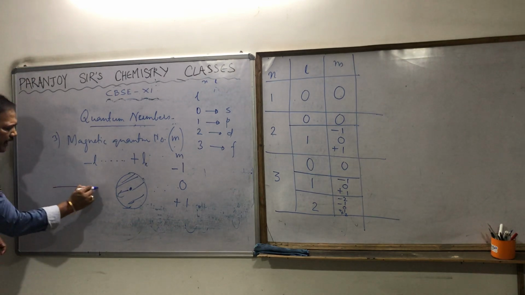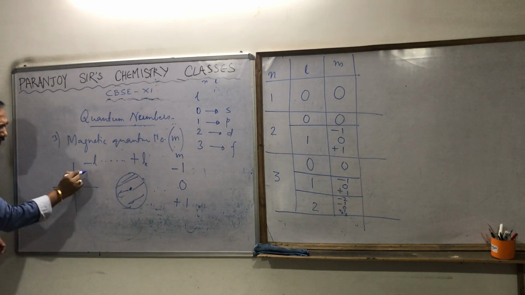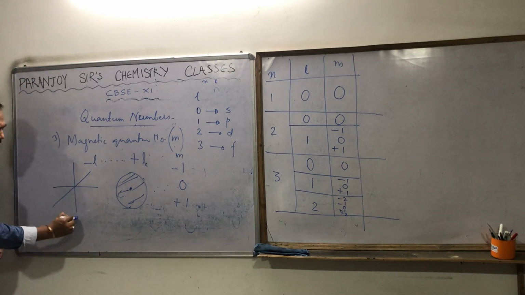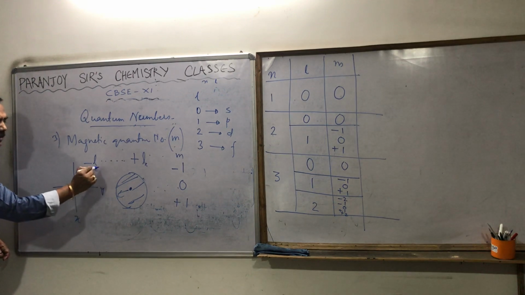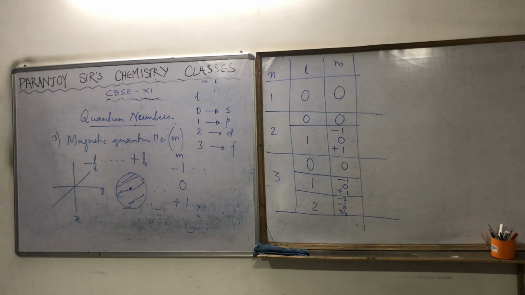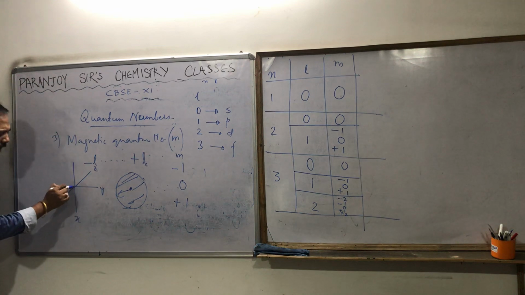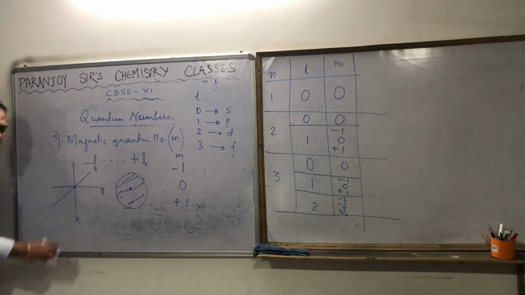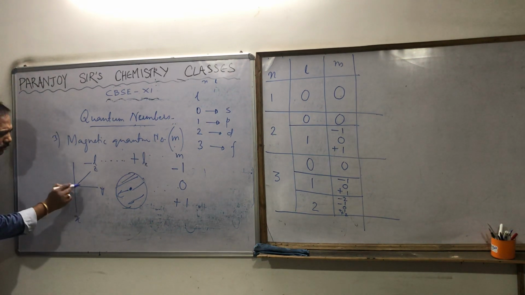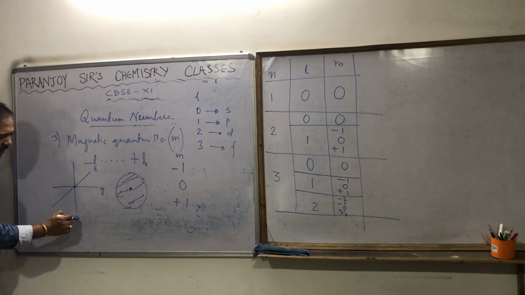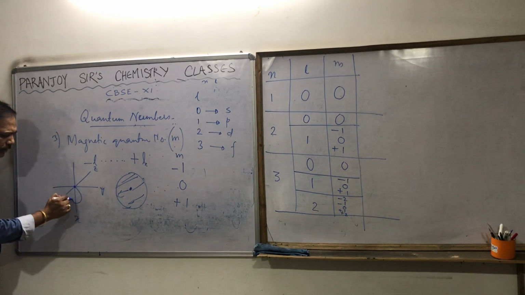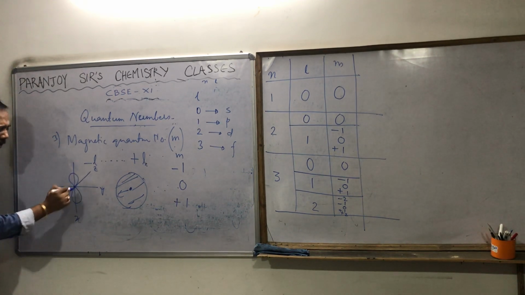Suppose I draw the x-axis, y-axis and z-axis. Suppose this is x, this is y, this is z, perpendicular to each other. This origin is the nucleus. The px will be like this. In this direction I wrote the x-axis, so px will be like this.